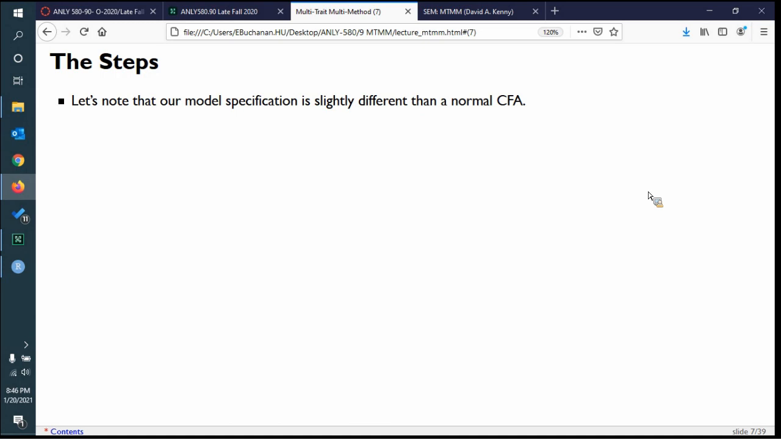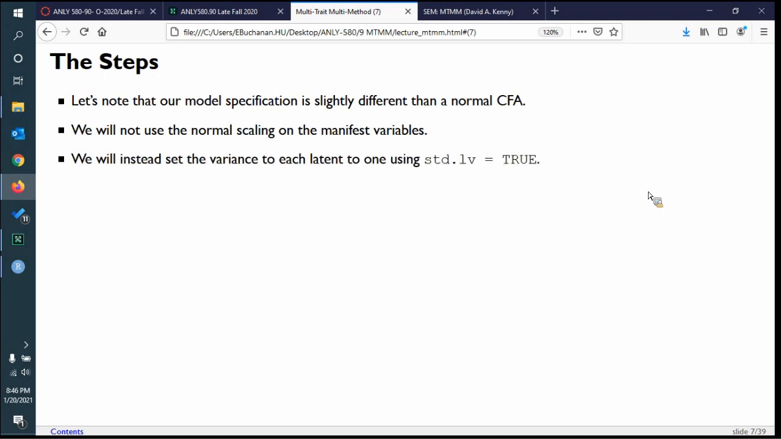So this specification is going to differ slightly from our normal CFA, because it's a CFA, but not quite. And so we're not going to use the manifest variable scaling. This is the only time you'll hear me say this. We're not doing it. This and latent growth models. So we're going to move away, although it pains me, from manifest variable scaling. Instead, we're going to set the variance of each latent variable to 1 using std.lv equals TRUE. And that's just going to help us make these models run a lot better. And we're going to look at the standardized solution anyway, so it will be fine.